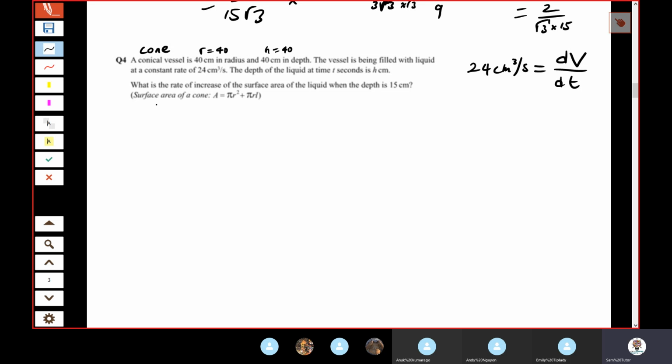So, Novak, surface area of a cone is obviously given to you. Novak, what are we trying to find? D what? We have dV on dt. We're trying to find dA on dt. Why did you say R? It says area. What is the rate of increase of surface area? Oh, so dA on dt. Yeah. Then, Andy, how do you break this up? dA on dV.